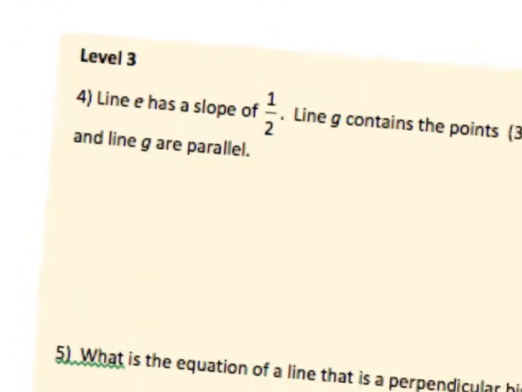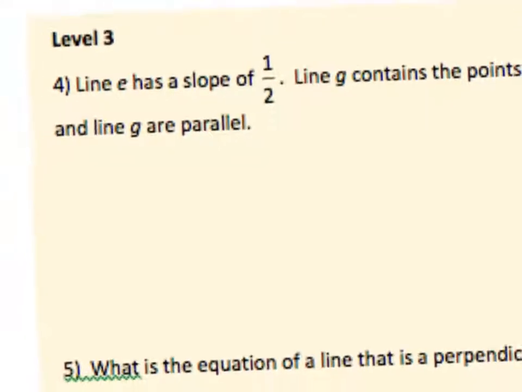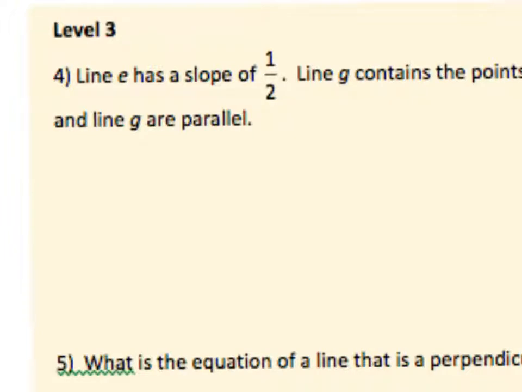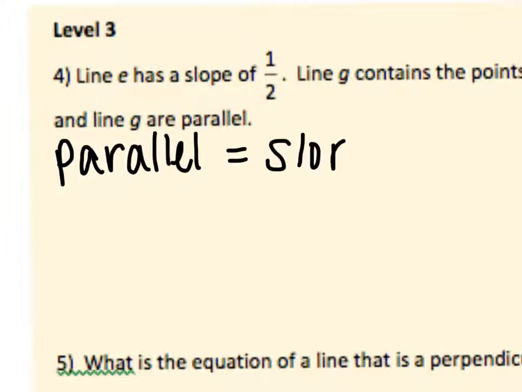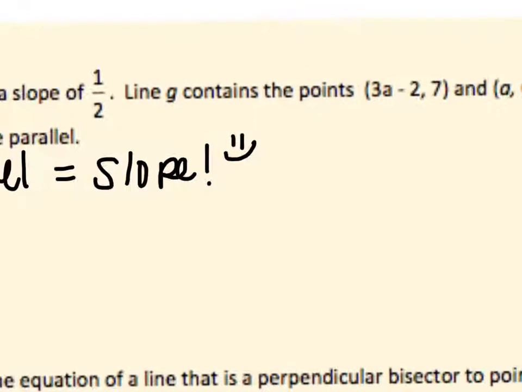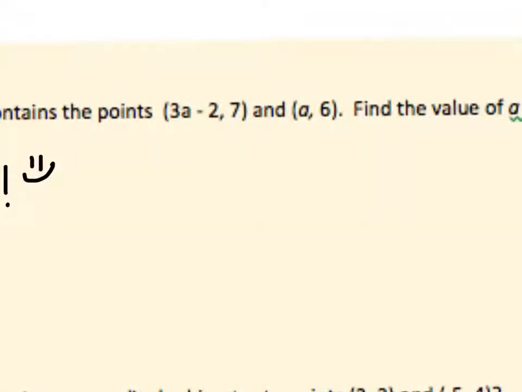So if you remember from level 2's, parallel lines have what type of slopes? If you said parallel lines have equal slopes, you would be correct. So I need to make a slope that has a slope of 1/2. So I'm going to force these 2 points to have a slope of 1/2. So basically I'm going to find the slope of the 2 lines and set it equal to 1/2.